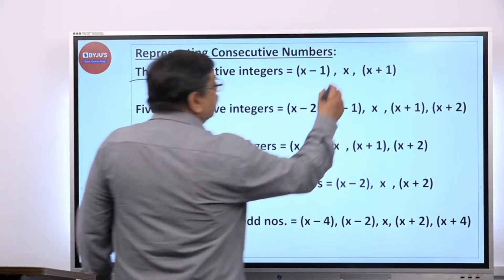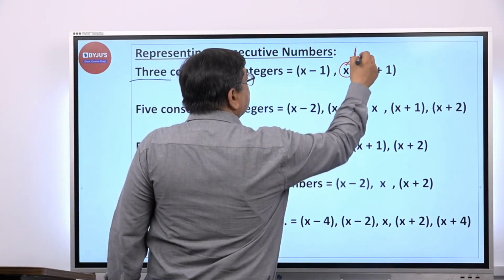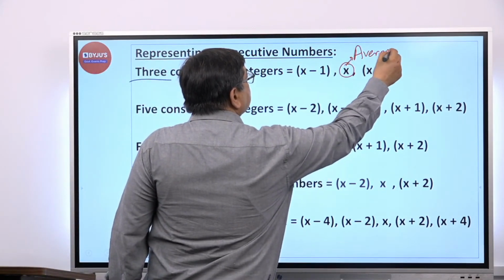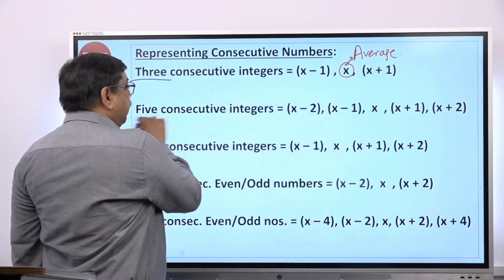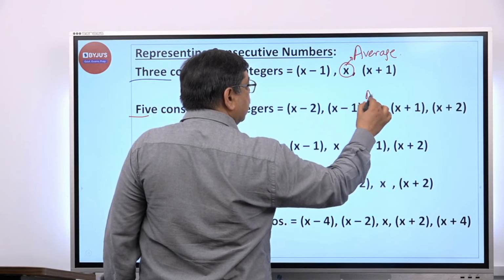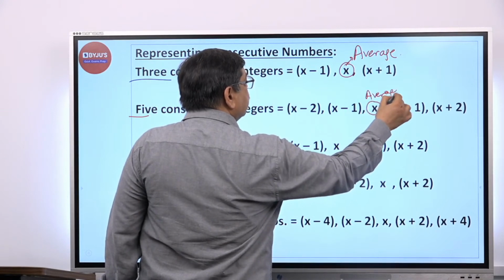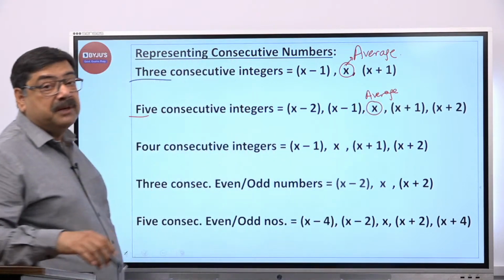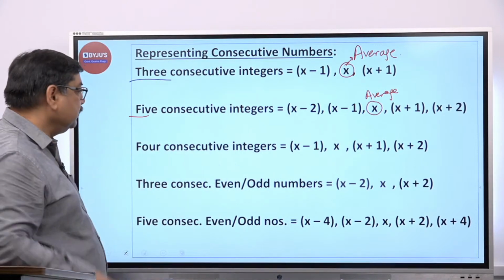Okay, so this is what? This is the average. If you have 5 consecutive integers, this is how you represent them, and again, the middle number here is the average of these 5 numbers, average or mean as you call them.